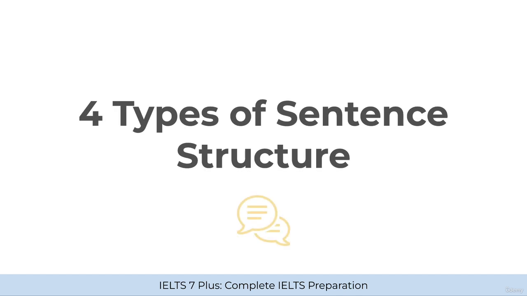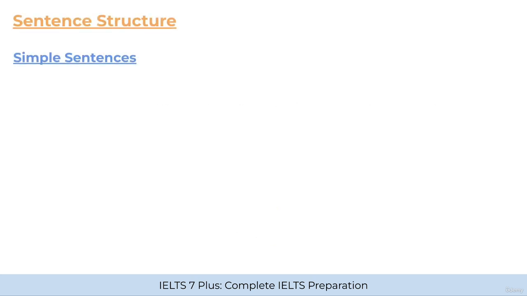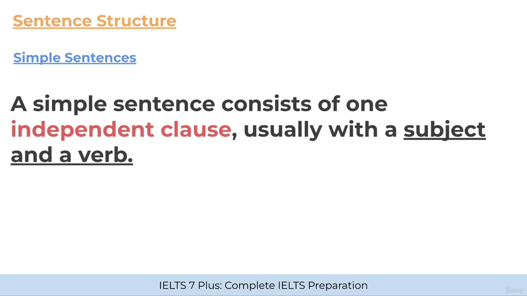So, with all of that in mind then, what are the 4 types of sentence structure themselves? So now that we understand sentences, what goes into a sentence, what makes up a sentence, now we can think about the different types. So, the first type, simple sentences. What do we mean by that? Well, we are referring to one independent clause, usually with a subject and a verb.